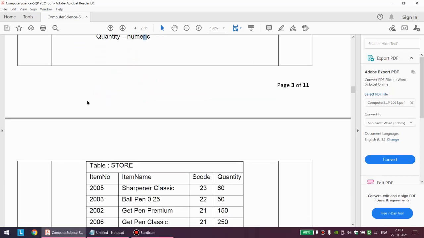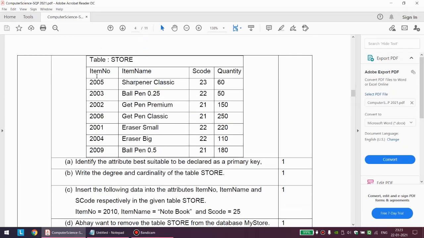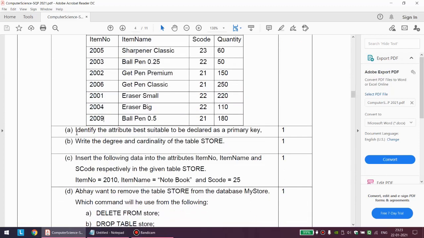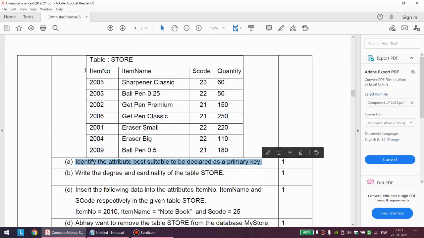Okay, let us proceed. These are the details of the table that are given, and before reading such kind of questions, you just make sure that you know that item number will be the primary key. Identify the attribute best suitable to be declared as the primary key. Very simple. Item number is the best possible attribute which can become the primary key.